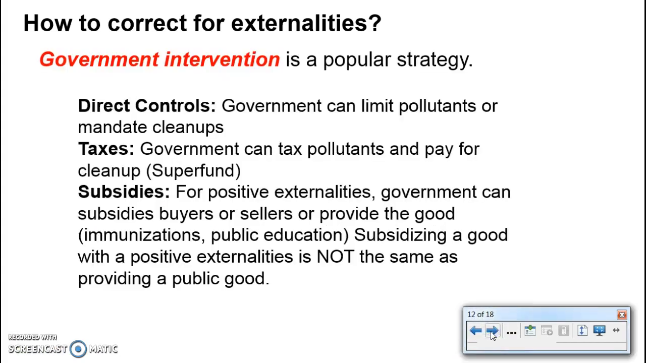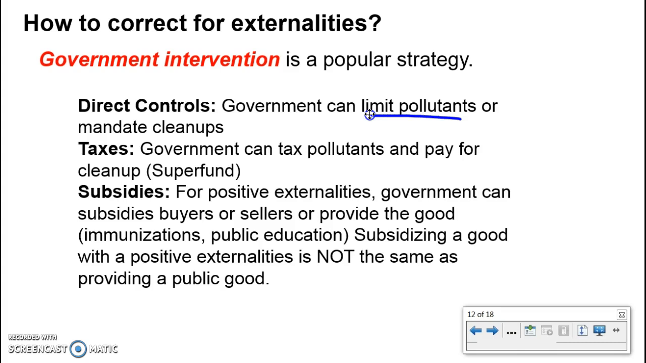we hadn't gotten to this, where, of course, government intervention is a popular strategy, but there are multiple types of government intervention. There's not just one type of government intervention. So when you're thinking about dealing with a negative externality, for example, the government can use what we call direct controls, where they can actually limit the pollutants, right? So they can tell each firm, you can emit no more than this, and they can fine them or shut them down if they don't follow that.